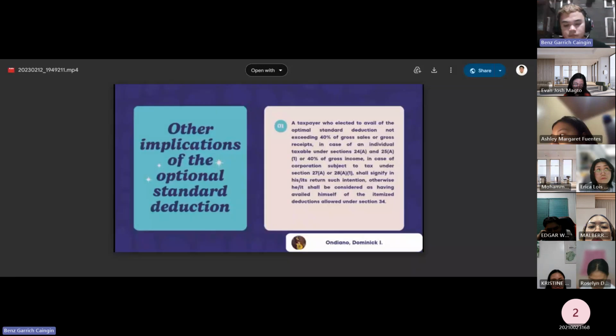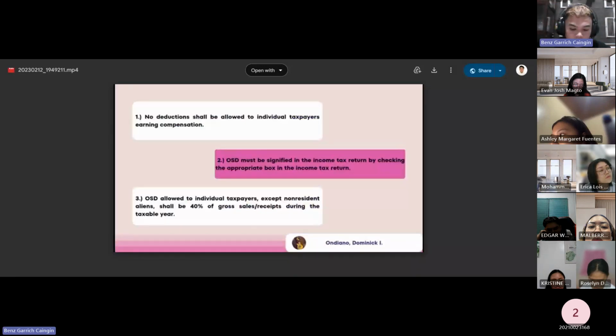To continue, no OSD shall be allowed to individual taxpayers earning compensation. These are incomes arising from personal services rendered under an employer-employee relationship, and those who opted to be taxed at the 8% income tax rate, and their income from business or practice of profession.